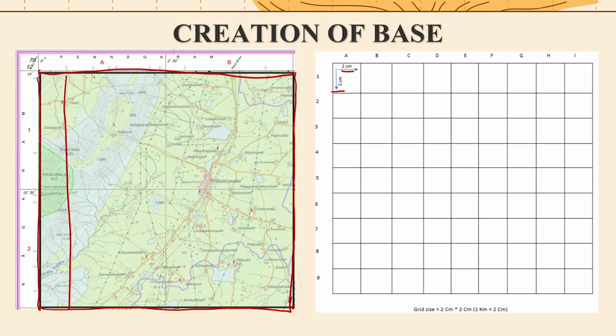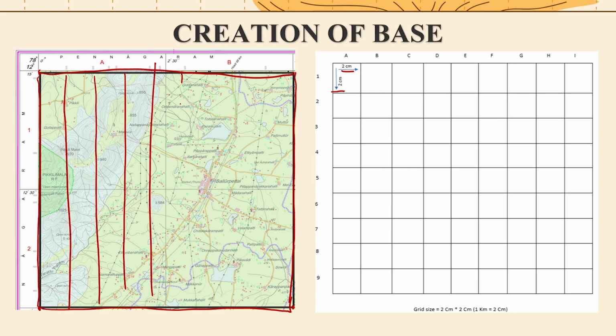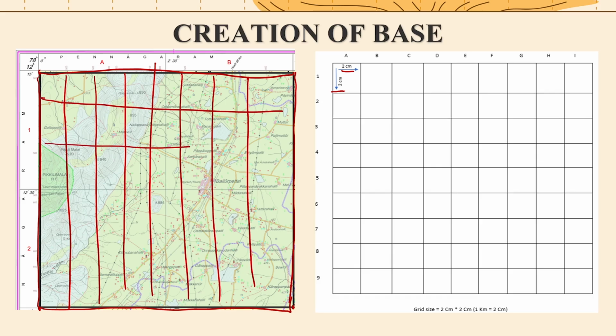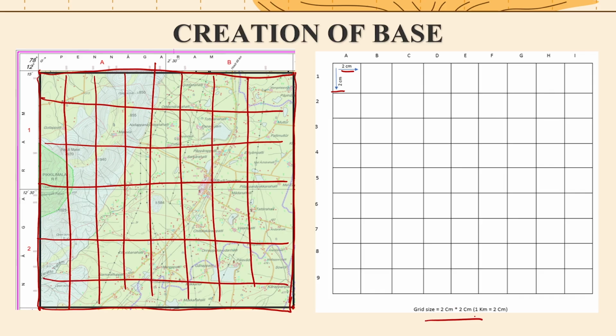So, you will be able to get small grids like this. Once you are done doing this, this is one of the outputs that was already prepared to show you how the grids will appear.